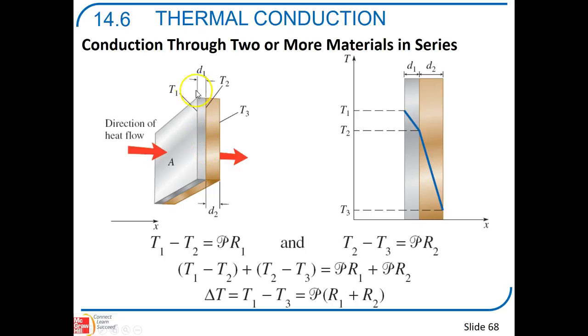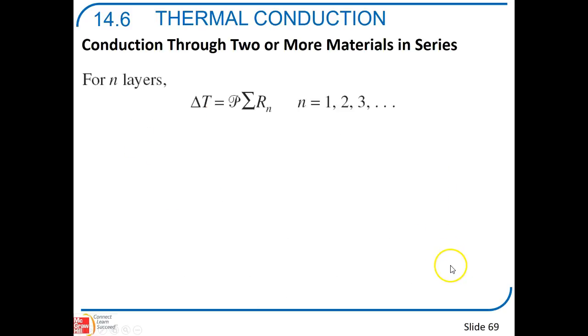So I can look at thermal conduction through two or more materials in series. I have a couple of different materials here. I've got T1, I have temperature 2 on the inside, and temperature 3 over here. And we can see how the temperature can change over these distances. That's basically what this is showing us. Remember, R is the insulating value of a material. So for a lot of different layers, I can say the change in temperature is equal to that power quotient that we had times the sum of all those different layers of resistance.